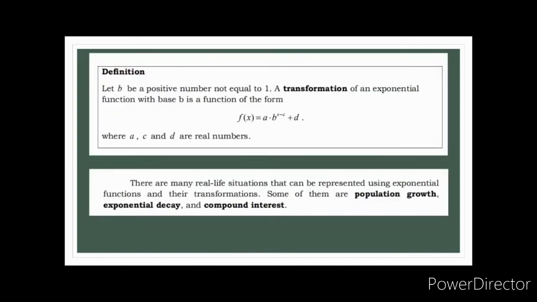We have here another definition. Let b be a positive number not equal to 1. A transformation of an exponential function with base b is a function of the form f of x equals a times b raised to x minus c, plus d, where a, c, and d are real numbers. Take note, the a, c, and d are real numbers.